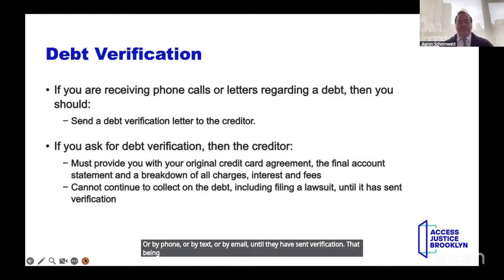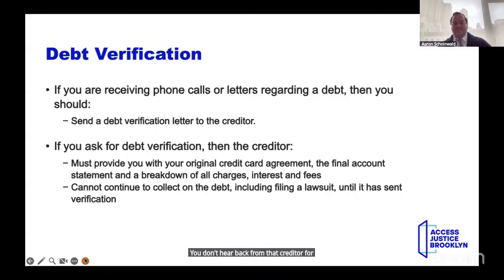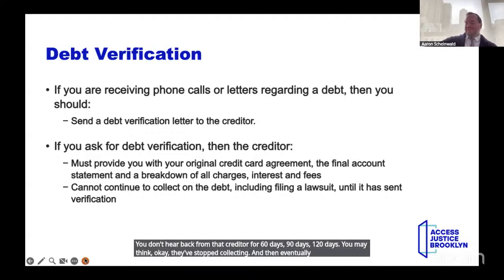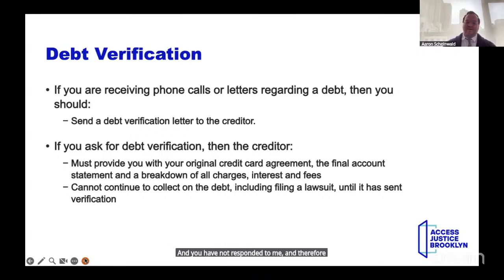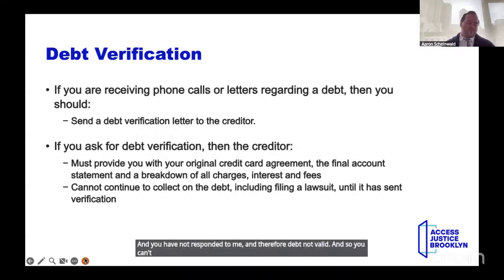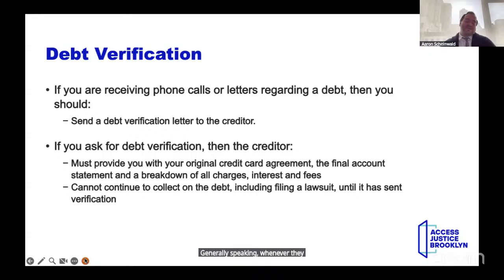That being said, there is no deadline for them to send verification. And so sometimes it's annoying because you send a debt verification letter, and you don't hear back from that creditor for 60 days, 90 days, 120 days. You may think, okay, they've stopped collecting. And then eventually you get debt verification and the process starts up all over again. That's because there is no deadline. And so there is no way that you can say, okay, it's been 45 days or 60 days since you received this, and I sent this by certified mail, so I have tracking, and you have not responded to me, and therefore debt not valid. You can't do anything any further. They can send that verification, generally speaking, whenever they want. They just can't contact you until then.